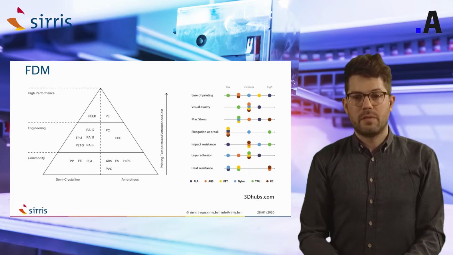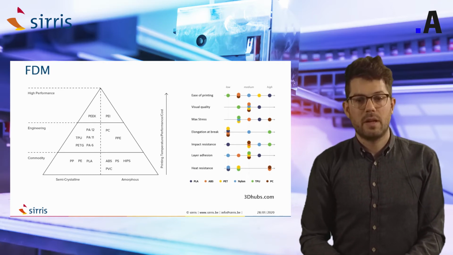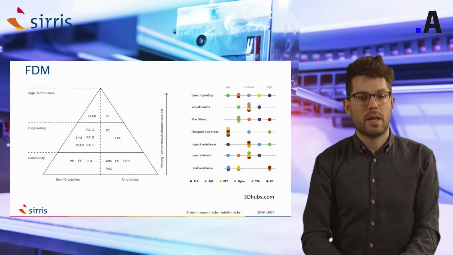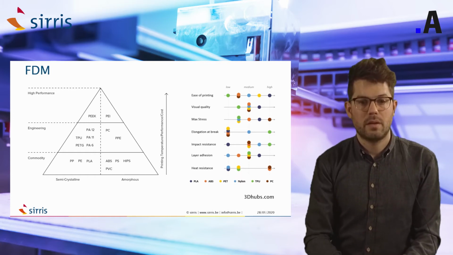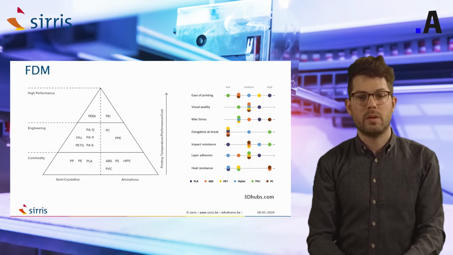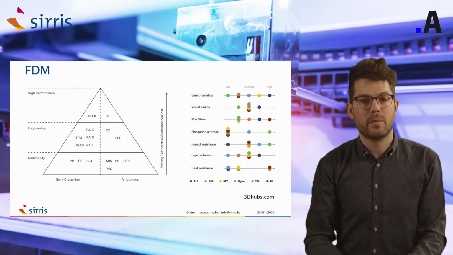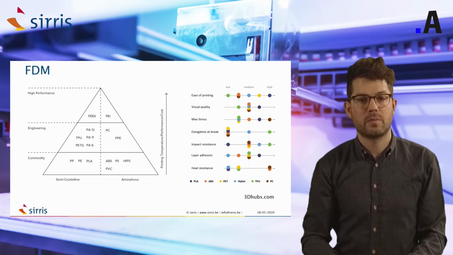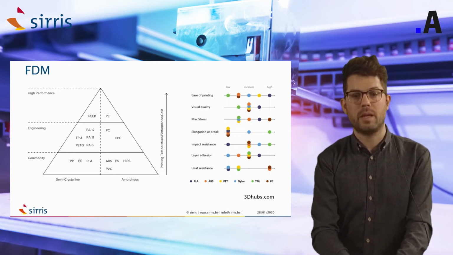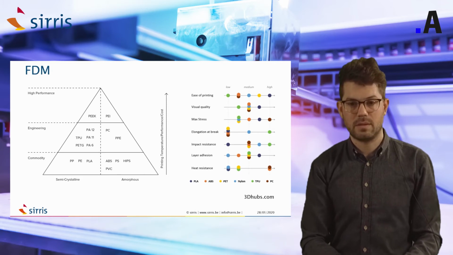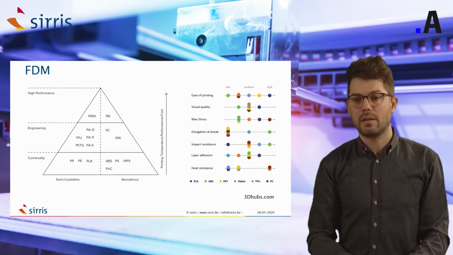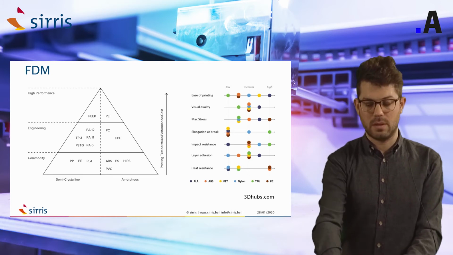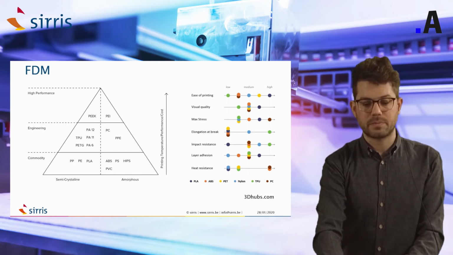Here you can see some different materials which are available. The most known at the bottom of the pyramid are PLA, polyprop, and so on. The more engineering plastics are right above, and then as high performance materials we have the PEEK or the Ultem materials. And on the right you can see a comparison between all those materials on certain topics.